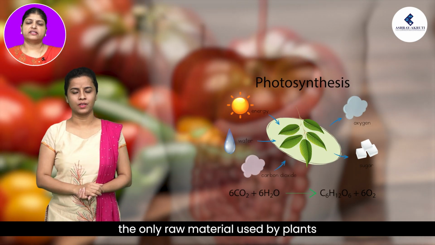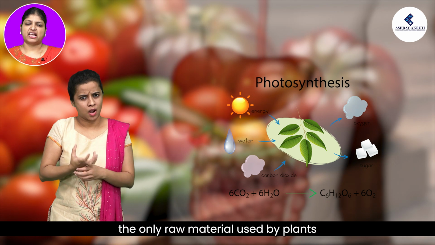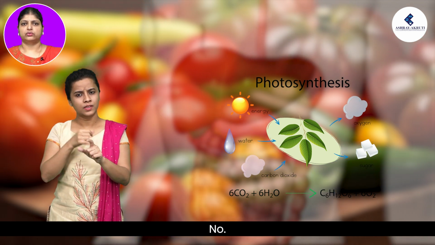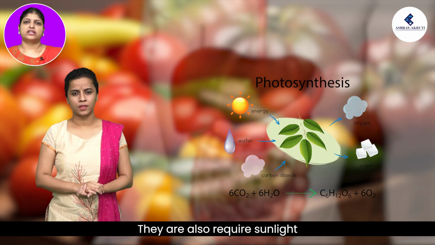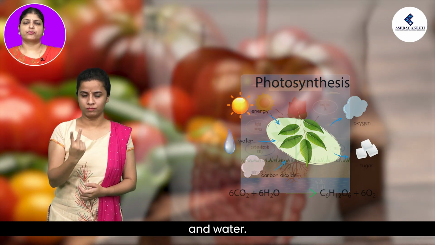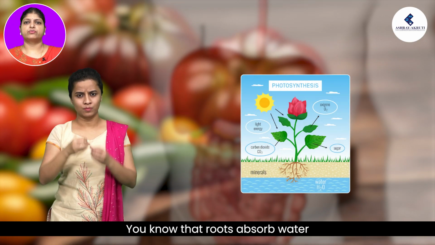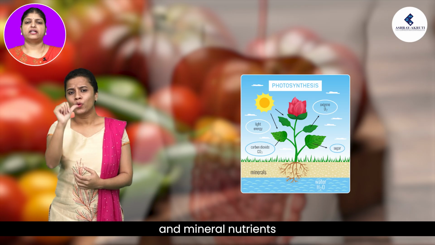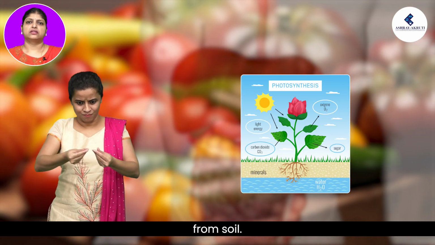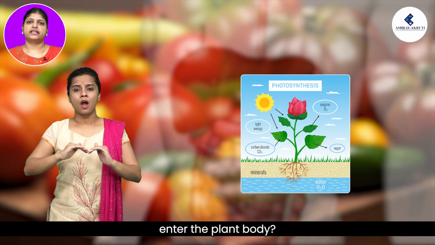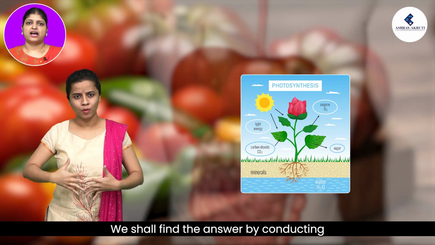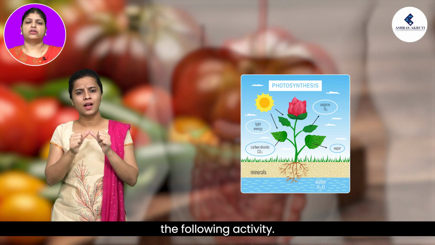Is carbon dioxide the only raw material used by plants for photosynthesis? No. They also require sunlight and water. You know that roots absorb water and mineral nutrients from soil. How does carbon dioxide enter the plant body? We shall find the answer by conducting the following activity.